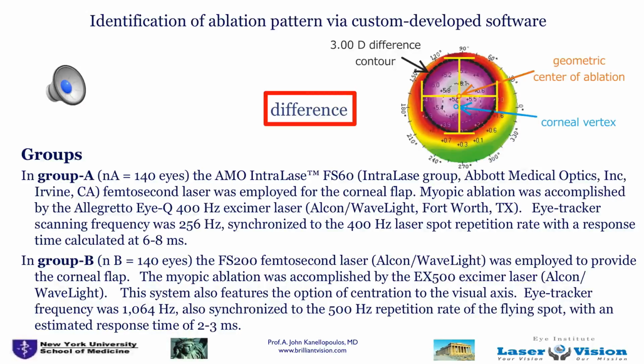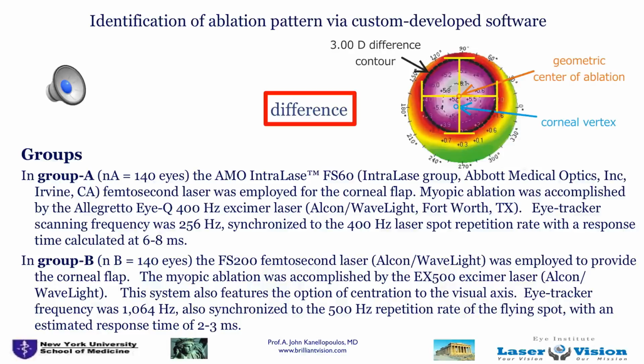And as mentioned before, Group A cases were treated with the IQ 400 excimer laser and with an eye tracker frequency of 256 Hz and a calculated response time of 6 to 8 milliseconds, whereas in Group B the EX500 excimer laser has a tracker frequency of 1064 Hz and an estimated response time of 2 to 3 milliseconds.